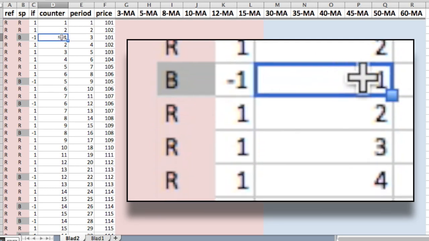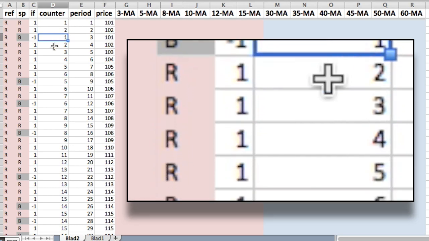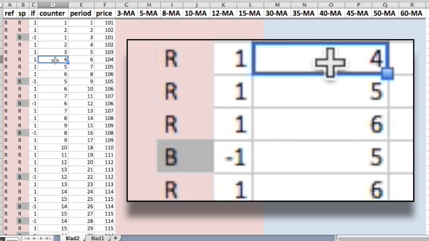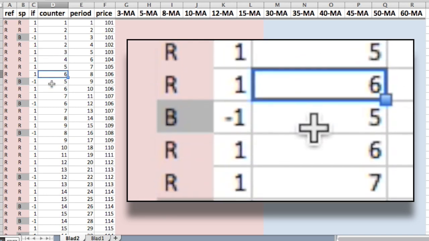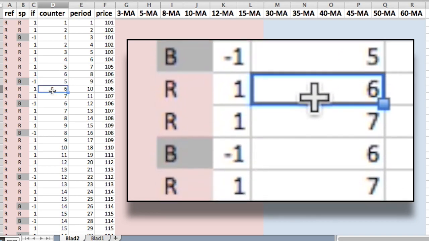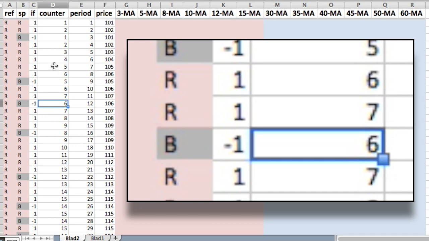So +1. Now we see a red again, so +1, it's 2. We see a red again, so +1, it's 3, and then 4, 5, 6. We see a black, so -1, 5. Again a red, +1, so 6, 7, 6, and so on.